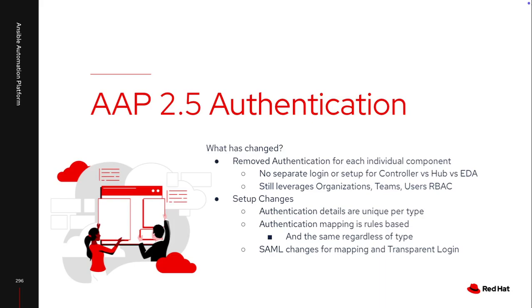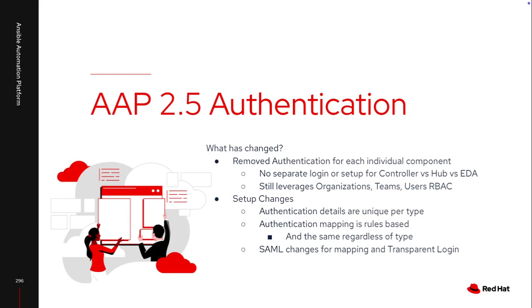If you're used to Ansible Tower all the way through Automation Platform 2.4, you may be used to each individual component having its own separate UI and separate login, as well as its own separate setup for that login. Controller always used to be done through the UI or through config as code. Automation Hub would be done through the installer itself, and then event-driven Ansible only had local auth available.